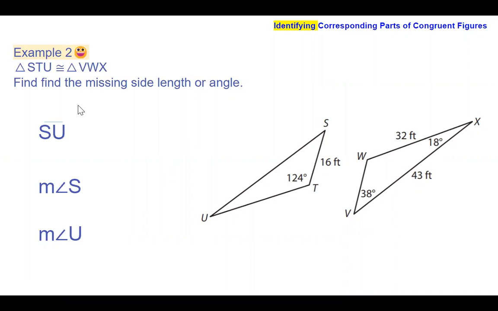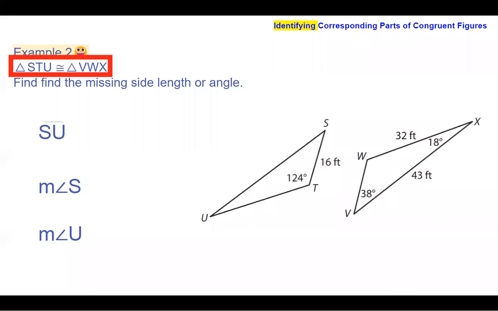So here's example number 2, guys, and this is our last example for today. Triangle STU is congruent to triangle VWX. So we're given the statement of congruence. Here it is. It says to find the missing side lengths or angles. We're given SU, measurement of angle S, measurement of angle U, and we're given our beautiful triangles STU and VWX. Go ahead and copy this one down.